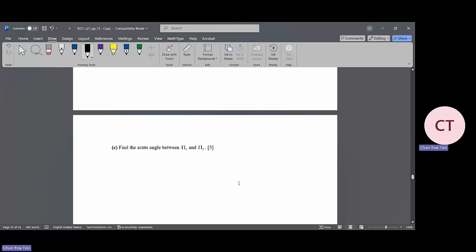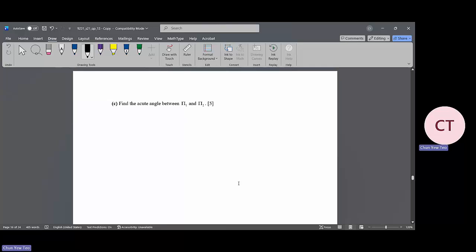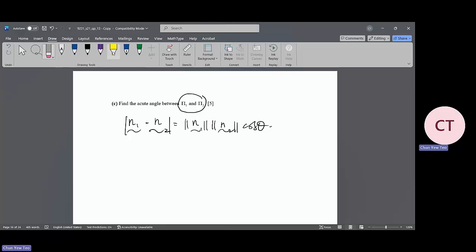Now move on, we have 6c. We want to find the angle between pi 1 and pi 2. So we need to have n1 dot with n2 equals magnitude n1, magnitude n2, cos theta. We need to use this formula. But we already have n2, which is in part B. Now we just need to have n1. We don't have n1 yet. So how do you find n1?